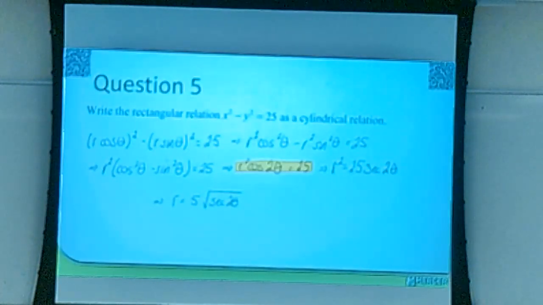How did cosine squared theta minus sine squared theta become cosine 2 theta? That's the double angle identity for cosine. So if we're writing it as a function of theta and z, that would be the solution. If not, I want it fully simplified; what I highlighted would be it, or you can just leave it like that.